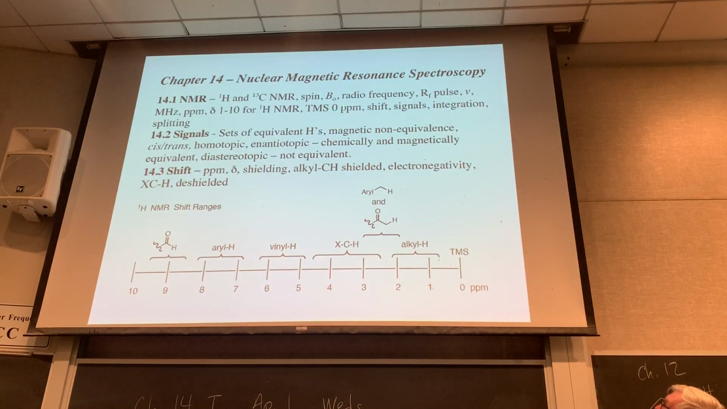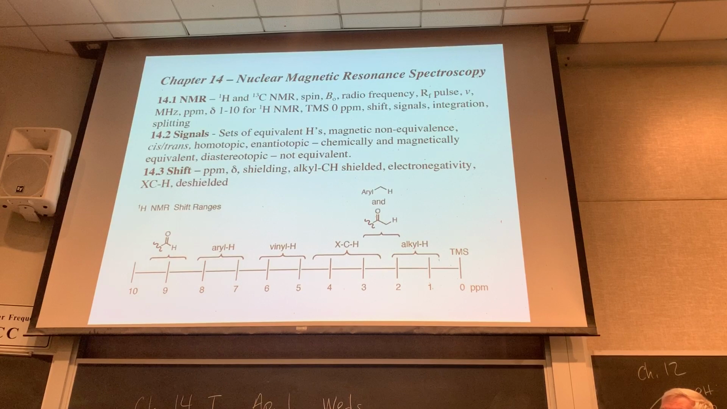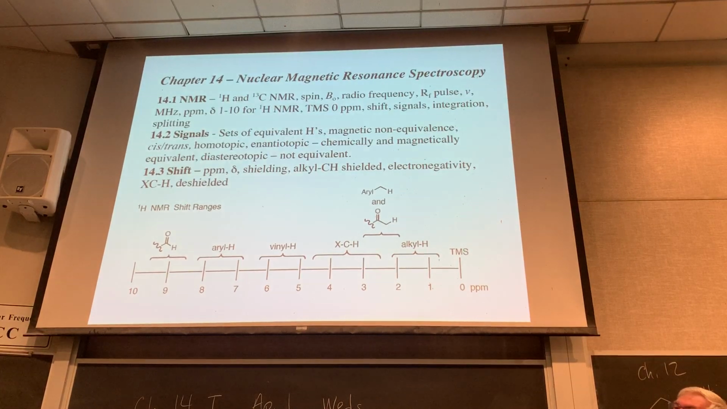B naught refers to a large external magnetic field. So that's the magnetic part of the name here. You've played around with magnets, little refrigerator magnets. They're very weak. But we're talking about very large external magnets here that create this resonance effect where the spins of the nuclei can either line up with the magnetic field or against it. And then we're going to use radio frequencies to take those spins out of equilibrium with the magnet.